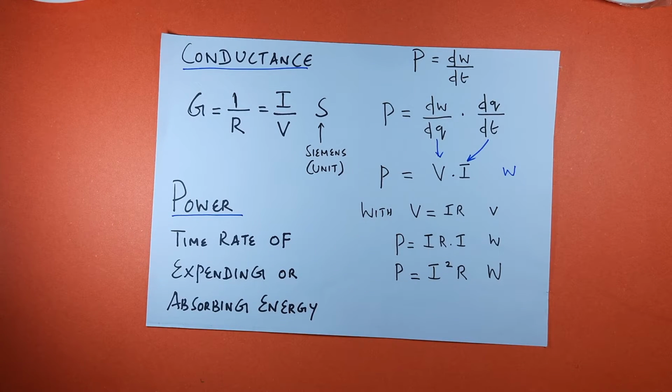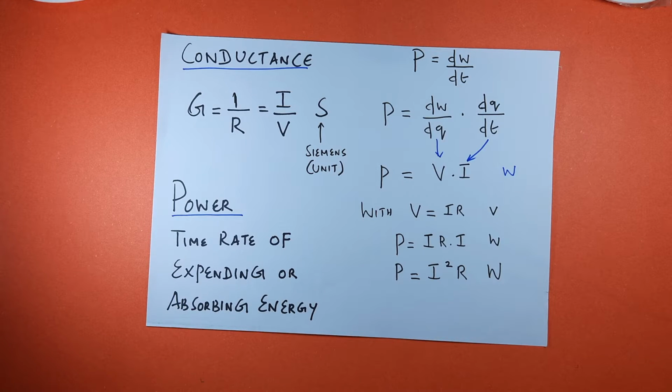Next we have conductance, which is nothing but the reciprocal of resistance. Conductance is denoted by the letter G. So I can define G equal to 1 by R. Since it is a reciprocal of resistance, you can write G equal to I divided by V. The unit for conductance is Siemens, and it is denoted by the capital letter S.